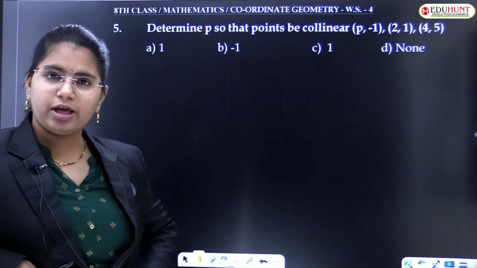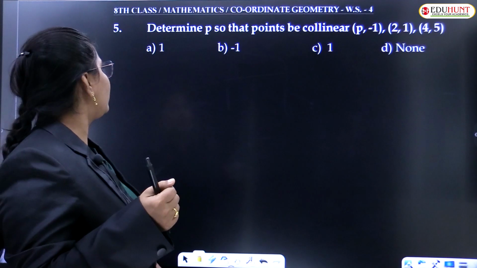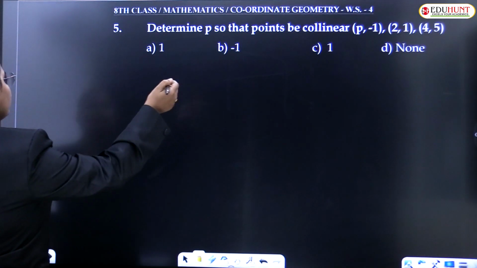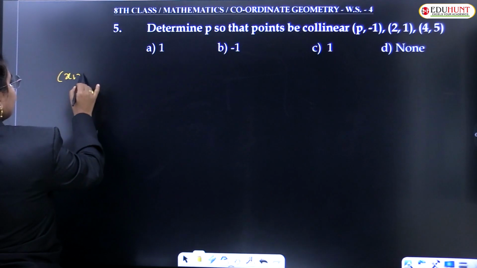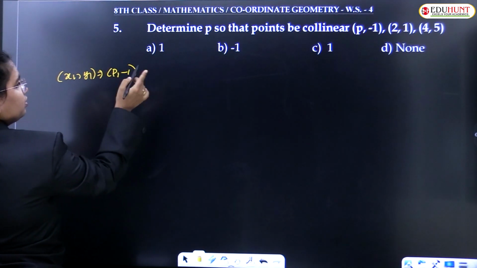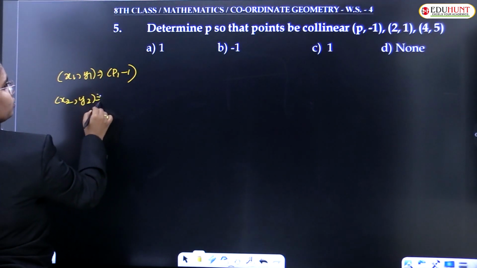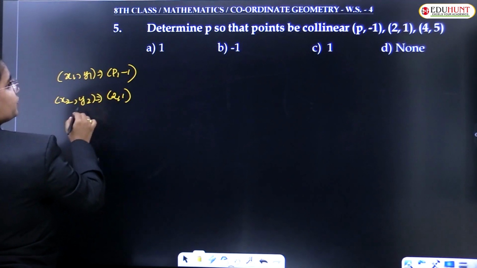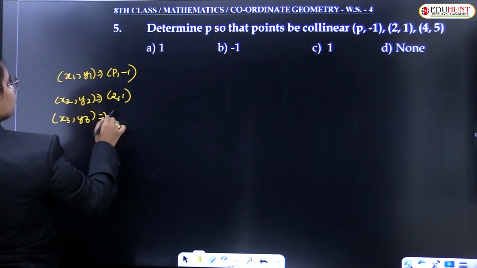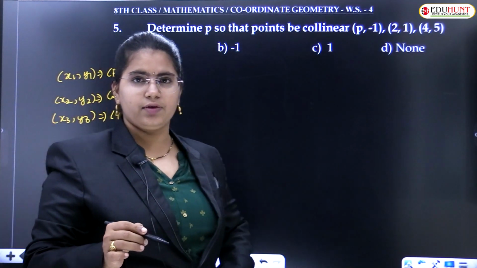Determine the value of P. You need to find the value of P here so that the points are collinear. What are the points they have given? x1, y1 is P, minus 1; x2, y2 is 2, 1; and x3, y3 is 4, 5. These are the 3 points we have been given, right?